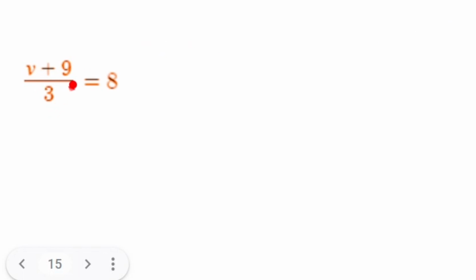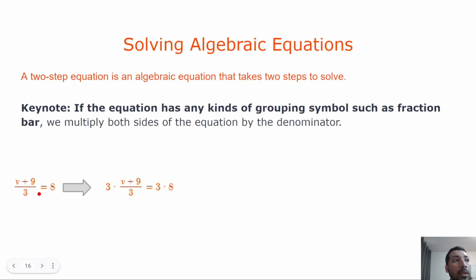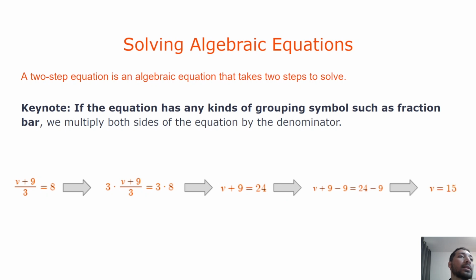Now according to the rule, we cannot subtract 9 from both sides because v plus 9 is on the fraction bar. We need to get rid of this fraction bar first, and we do this by multiplying both sides by 3. So when you multiply by 3, these 3 cancel out over here. We have v plus 9 equals 24. Now we subtract 9 from both sides. Subtracting 9 from both sides gives us v equals 15. This is how we solve the two-step equation having a fraction bar.